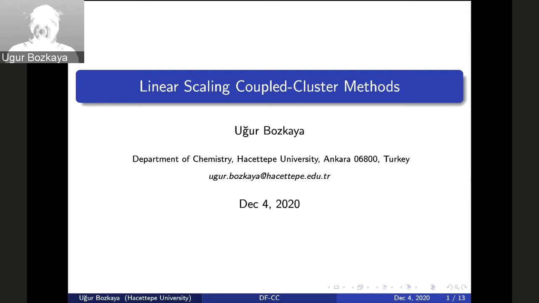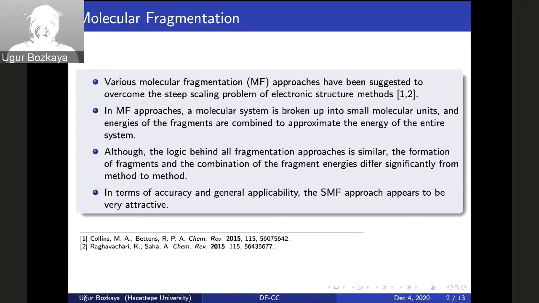Today, I will talk about the linear scaling coupled cluster methods. And our linear scaling methods are based on the molecular fragmentation. So far, various molecular fragmentation approaches have been suggested to overcome the steep scaling problem of electronic structure methods. In the MF approach, a molecular system is broken up into small molecular units, and energies of the fragments are combined to approximate the energy of the entire system.